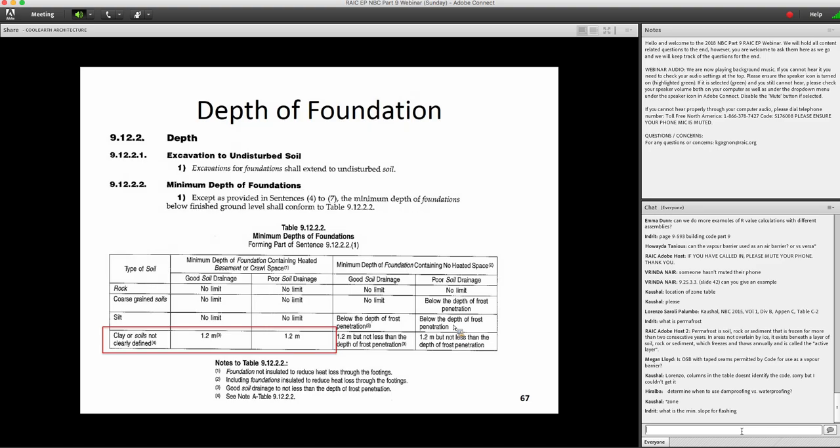Depth of foundation. There is a minimum foundation depth, depending on the type of soil that you have. In the case, for example, of clay or soils that are not clearly defined, you need 1.2 meters. And this is to avoid frost; the foundation has to be below the frost line.